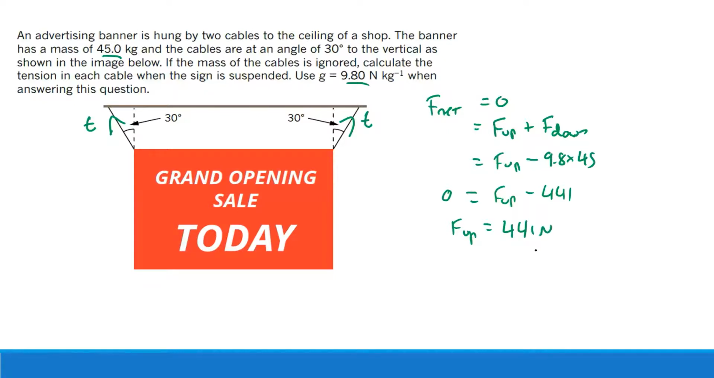Now, I'm being actually very careful here. I'm not saying that the tension force is 441 newtons. I'm saying that the force upwards needs to be 441 newtons. So, okay, how can we then approach this? How can we then figure out how much of this force is going to be pulled by these different cables?